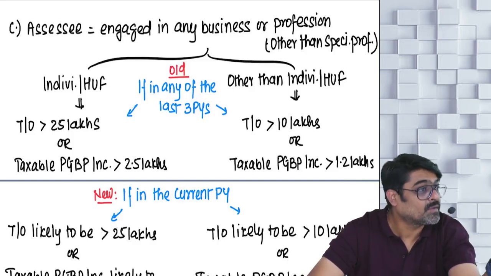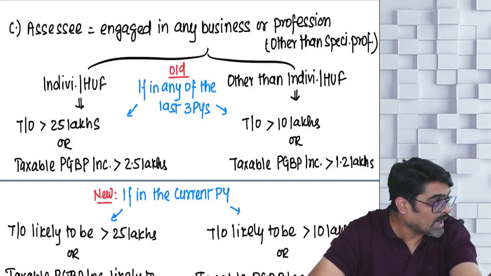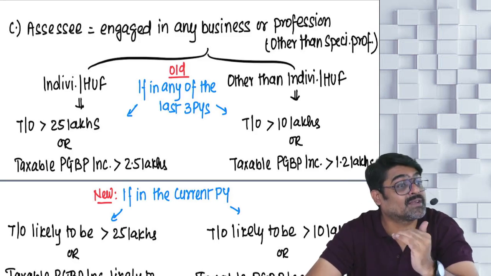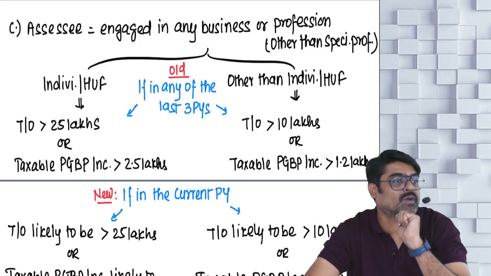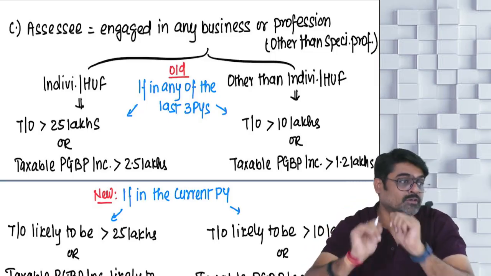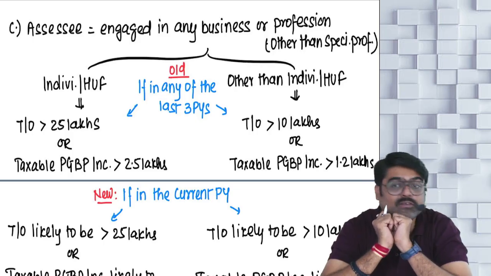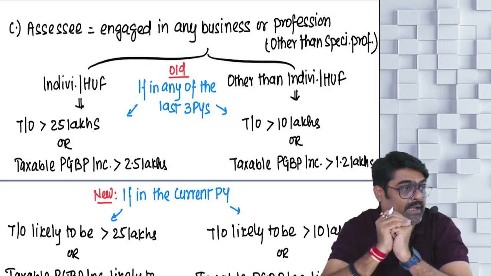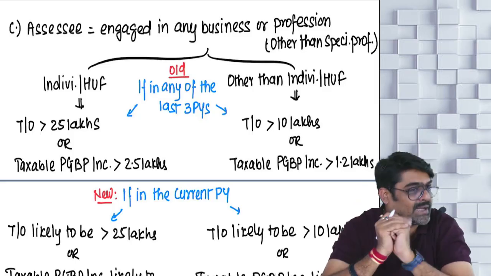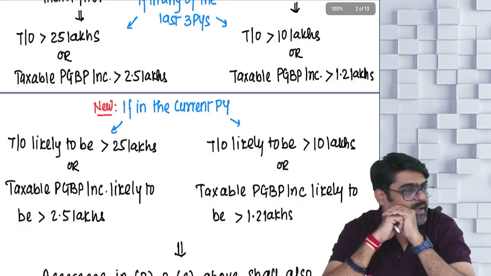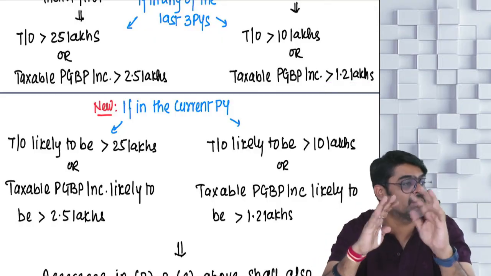And the limit of taxable PGBP income 2,50,000 will become 1,20,000 in the case of assessees other than individual and HUF. So if you are a company or a firm, you are also compulsorily supposed to maintain the books and documents if in any of the last 3 years your turnover was more than 10 lakhs, and if in any of the last 3 years your taxable PGBP income was more than 1,25,000. This is in the case of old businesses, old professions.